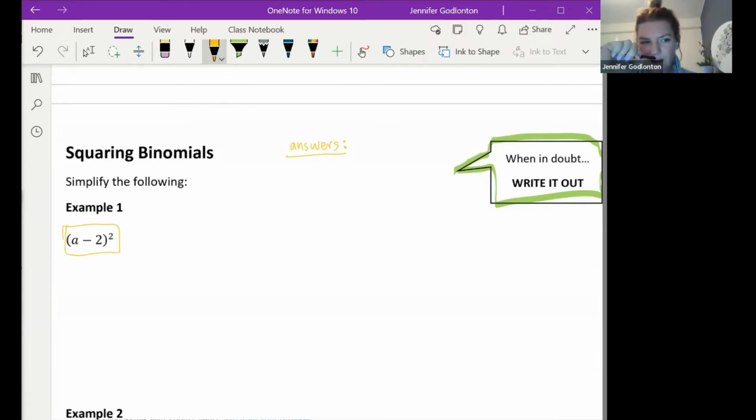Unati, what do you think my answer is? Ma'am, I say you write out the bracket twice. That is exactly what I'm going to force everyone to do. So you are reading my mind, Unati. Well done.